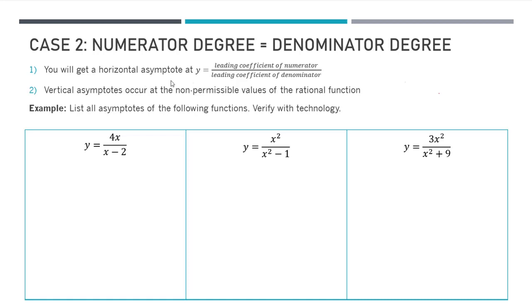This first part, though, might be a little concerning. Why am I just allowed to say, hey, I can just divide? Like in this case, this is the leading coefficient, so 4 divided by 1. So then my horizontal asymptote is at y equals 4. Like, how is that possible that it's that easy?